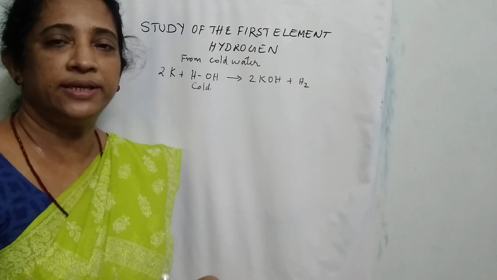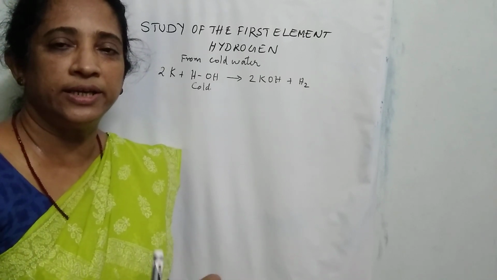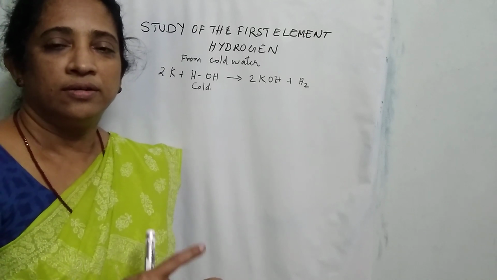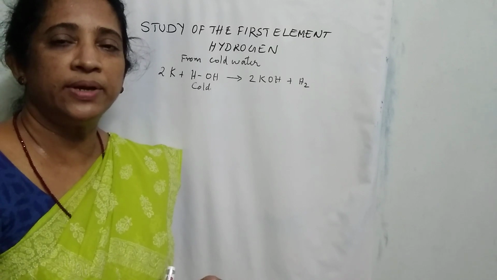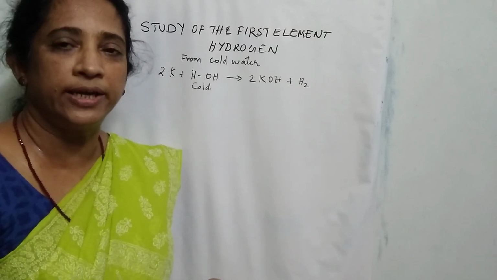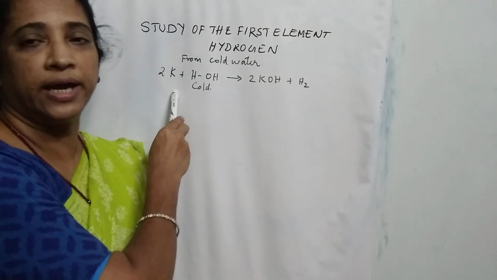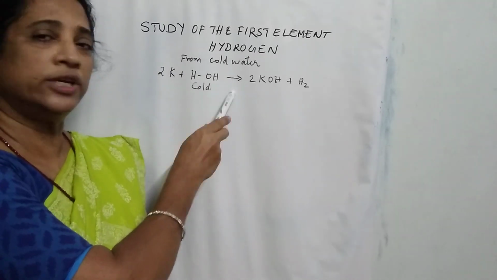They are potassium, sodium and calcium. So name the three metals which react with water, liberating hydrogen: potassium, sodium and calcium. These three metals react with cold water, liberating hydrogen. Equation: K plus HOH. HOH is H2O.